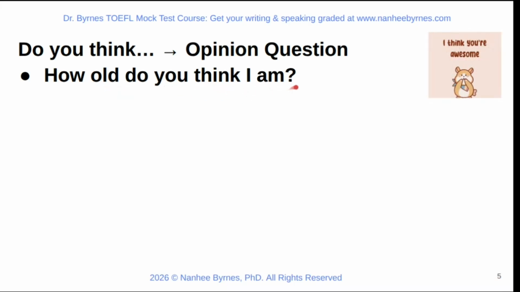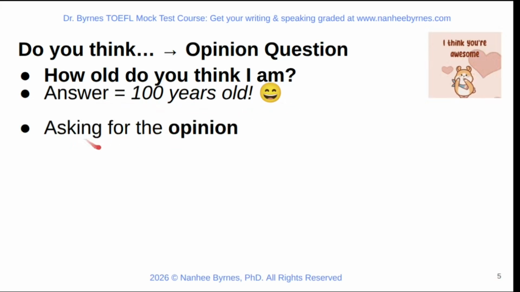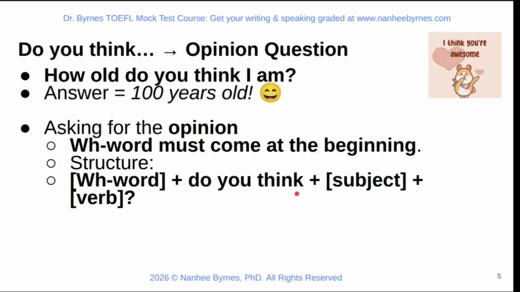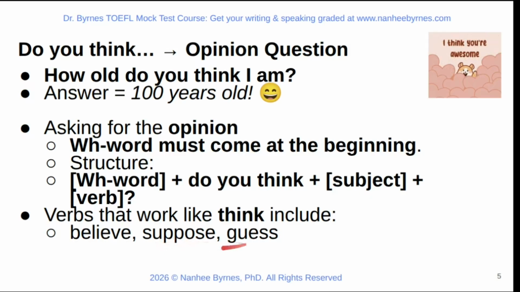Here, we are not asking yes or no. We are asking for your opinion. The answer might be 25 years old, 30 years old, 100 years old. Since we are asking for the actual answer to the which question, the which word must come at the beginning. The structure is which word plus do you think plus subject plus verb question mark. Verbs that work like think include believe, suppose, guess. These verbs ask for real answers, not just yes or no.